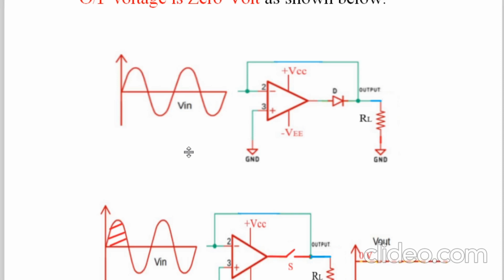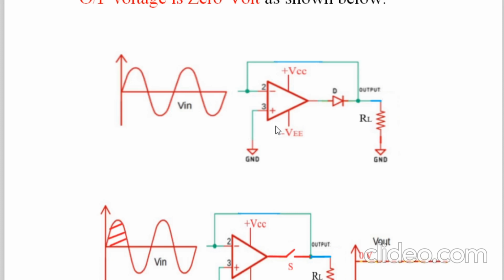When the input sine wave is in the negative half cycle and the voltage is minus 10 millivolt, this sine wave is applied to the inverting terminal. So the voltage at the inverting terminal is minus 10 millivolt, and the voltage at non-inverting is 0 volt. Now you compare the negative value and 0 volt. So 0 volt will be positive as compared to minus 10 millivolt, because minus 10 millivolt is a negative value.